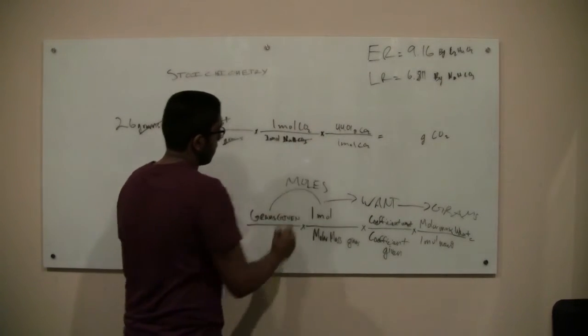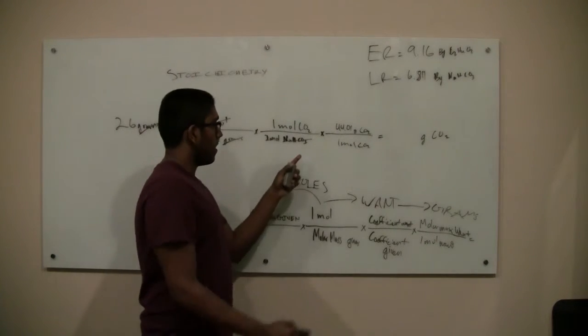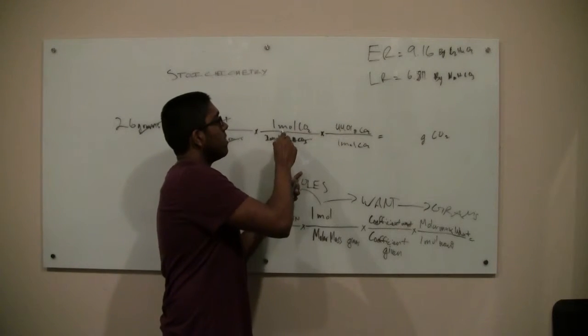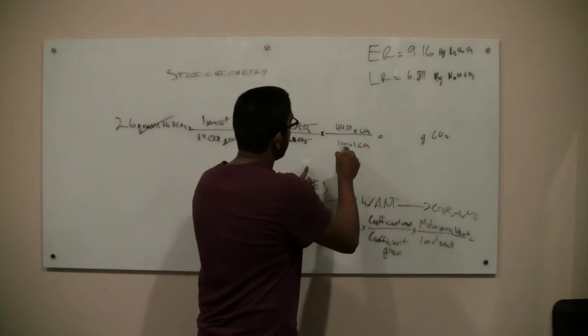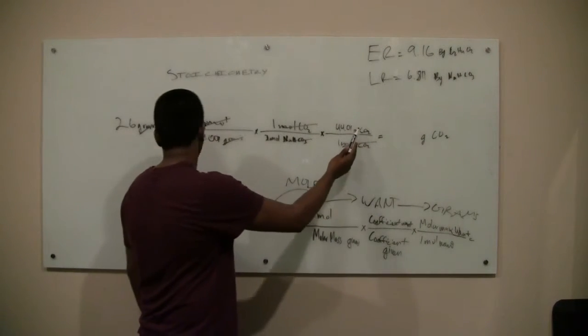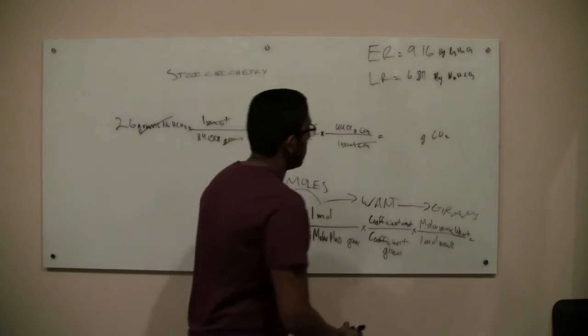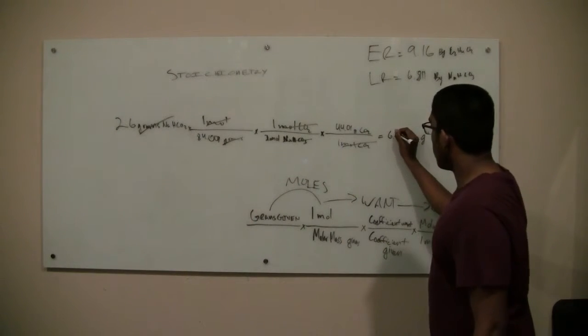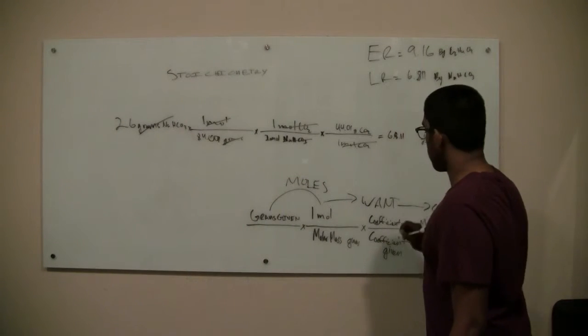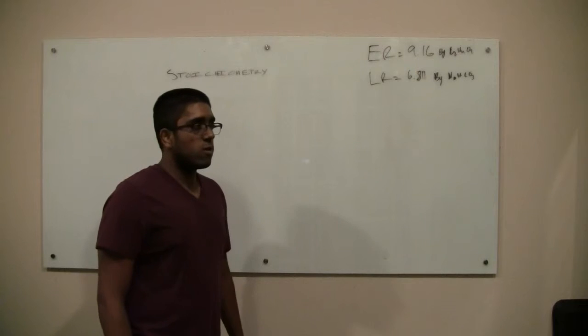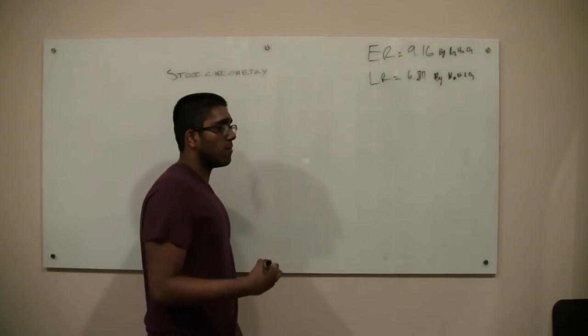Moles of sodium bicarbonate goes back down and crosses out. And then right here, moles of CO2, moles of CO2, it crosses out. And then what you're left with is grams of CO2. And the thing you're left with is 6.811 grams of CO2.